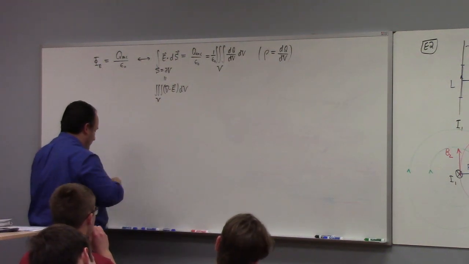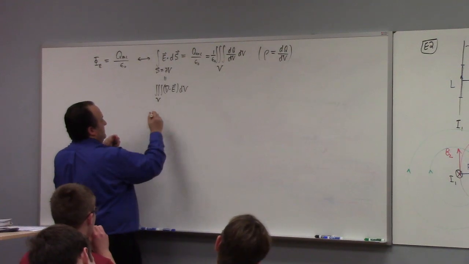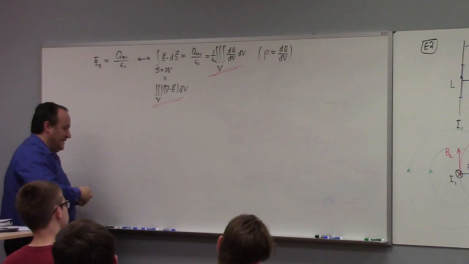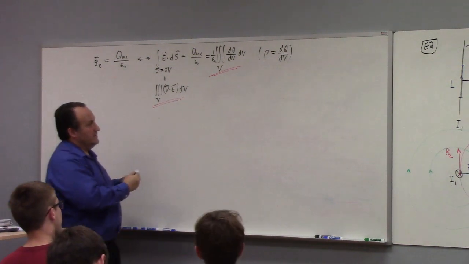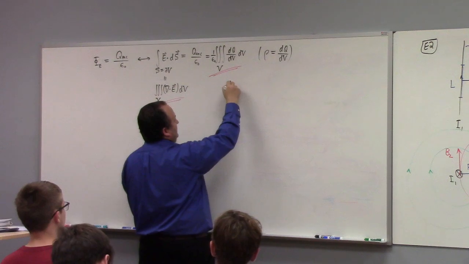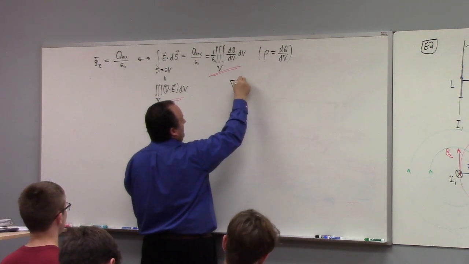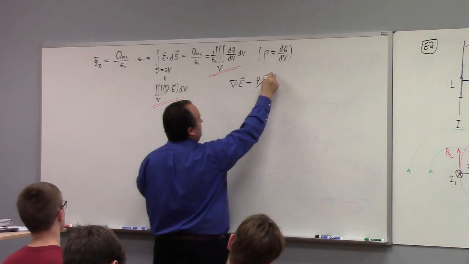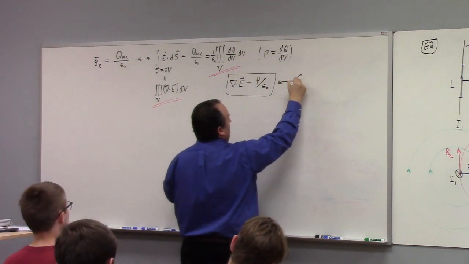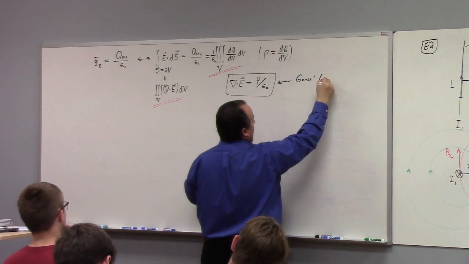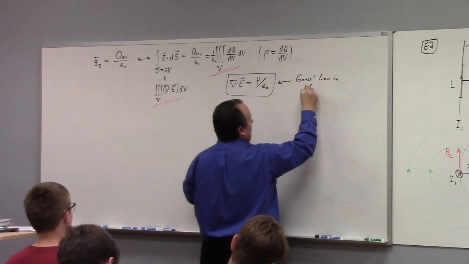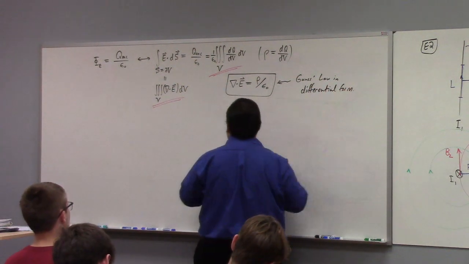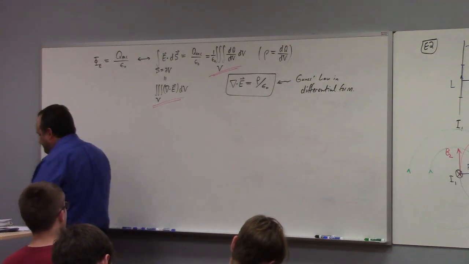And so, lo and behold, if this is equal to that for arbitrary volumes, it stands to reason that there's a differential relation, in particular that the divergence of the electric field is equal to the charge density divided by epsilon naught. So this right here is Gauss's law in differential form. We talked about this briefly before. I don't think I ever tested on it, but there it is.